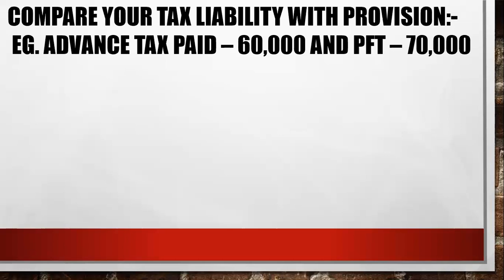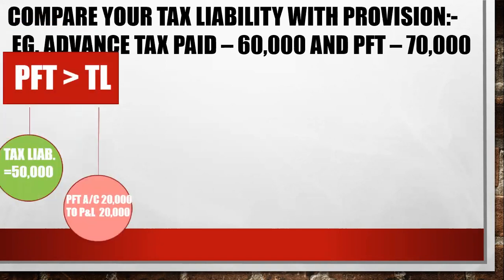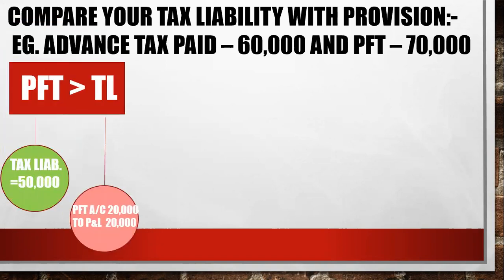So, just listen carefully. First, we'll compare my tax liability with my provision for tax. Then we'll compare my tax liability with advance tax. Just take an example that you have paid advance tax of rupees 60,000 to the government in the current year, and you have a provision for tax of 70,000 rupees. Clear? So we'll take the first example. Assume that your provision for tax is more than your tax liability.